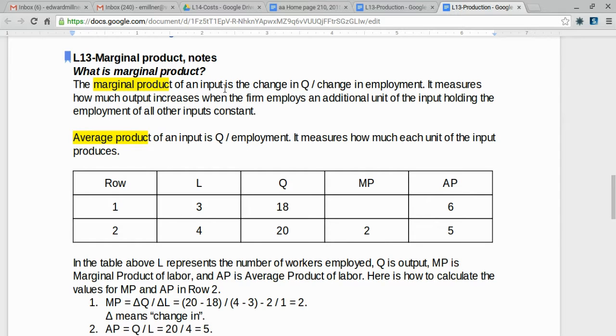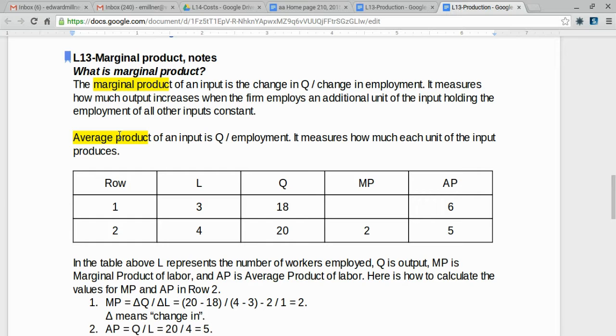The key concept we're going to discuss in Lesson 13 is marginal product. The marginal product of an input is the change in output divided by the change in the employment of that input. Marginal product measures how much output increases when the firm employs an additional unit of the input, holding the employment of all other inputs constant.